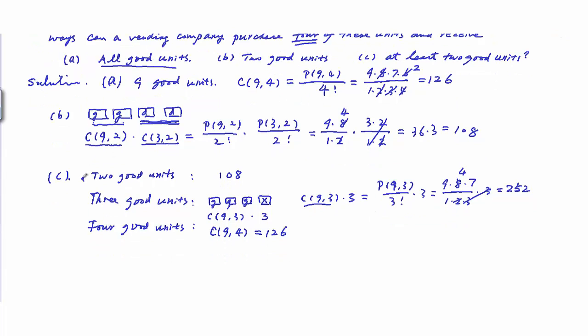These 3 cases are separate. They are not a sequence of tasks to complete. Therefore, the fundamental principle of counting does not apply. In fact, the total number of ways is to add all these 3 cases together. So the final answer will be 108 for 2 good units, and then 252 for 3 good units, plus 126 for 4 good units. When we add all these together, the answer is 486. So that's how we consider.